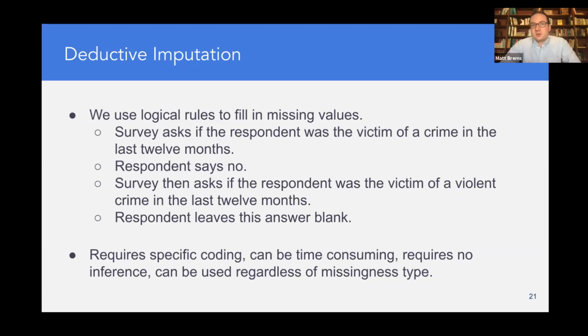So some of the considerations here: this requires specific coding. It's not like you can just develop a Python package that will automatically know that. It requires you to know your data well enough to understand those logical relationships. It can be time consuming. It does require no inference, which is really good. And it can be used regardless of missing data type. So whether your data is not missing at random, or missing completely at random, or missing at random, you can use deductive imputation.